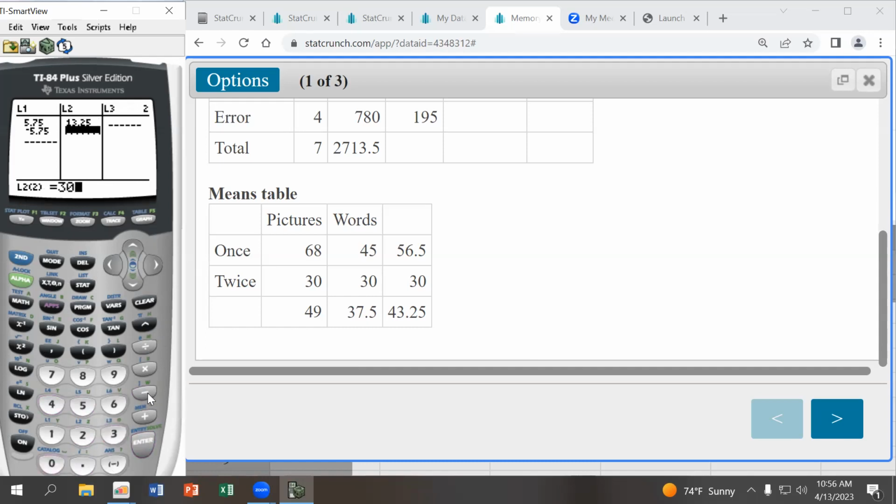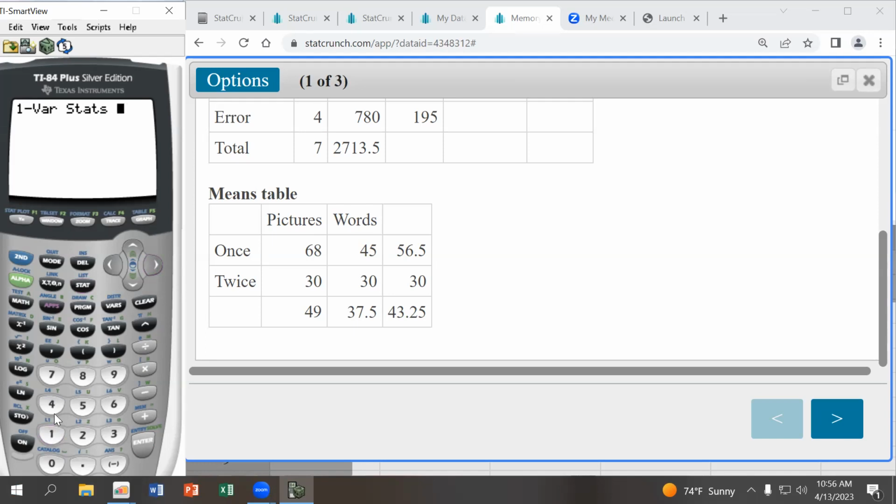Thursday minus 43.25. Each value minus the grand mean. Do not subtract by 86.5. Back to start. This time the data is in list 2.